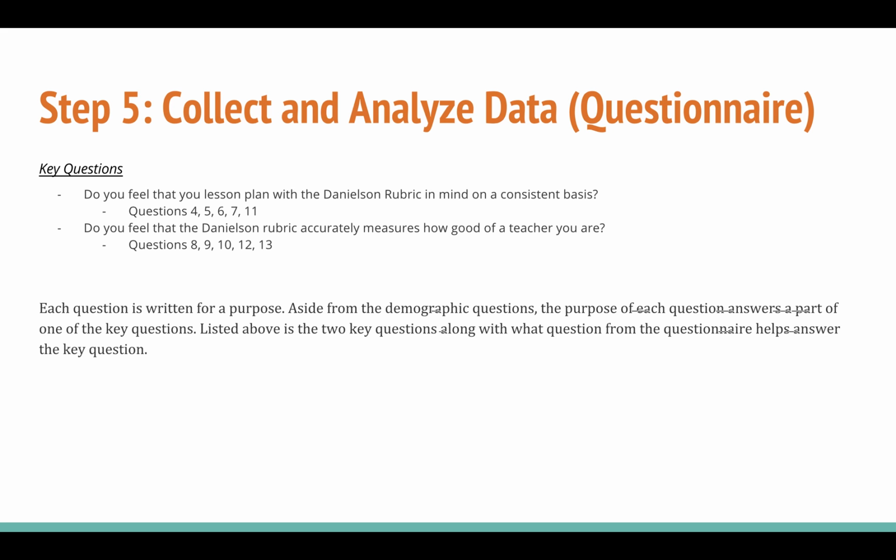Continuing with step 5, I just wrote here what questions go hand in hand with the key questions. So 4, 5, 6, 7, 11 go with key question number 1, and 8, 9, 10, 12, and 13 go with key question number 2. Just to show that each question is written with purpose, aside from the demographic questions, of course, each question answers a part of one of these key questions.